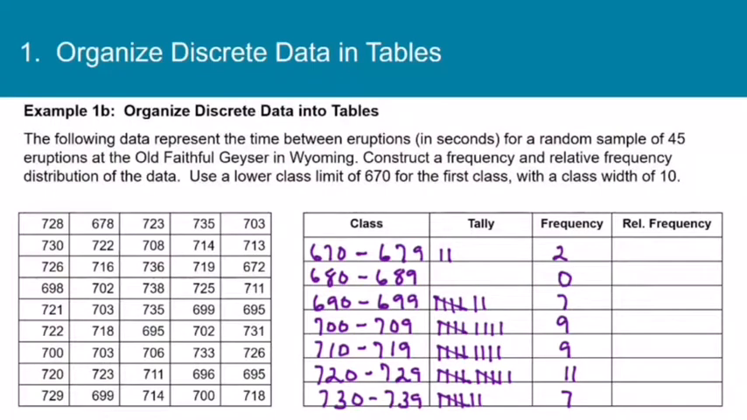And now let's get our relative frequency. This table contains 45 numbers, so we'll just divide each of these numbers by 45. 2 divided by 45 is 0.044, and so on.